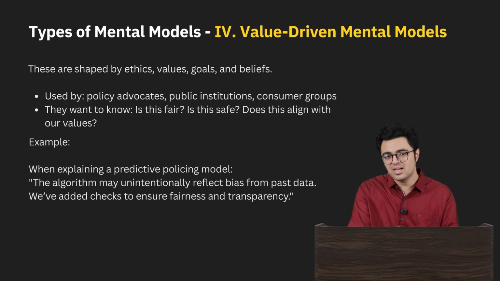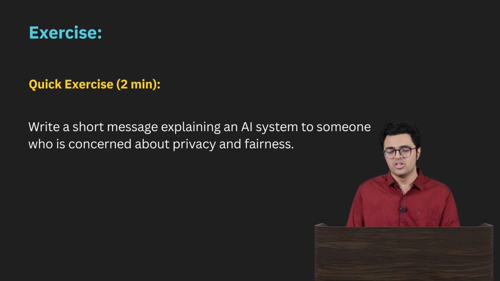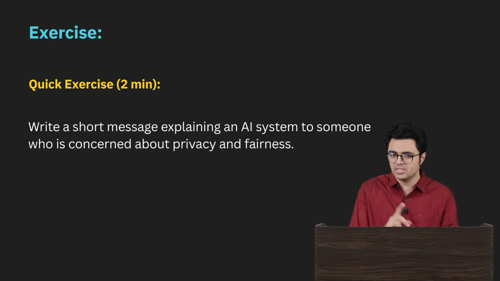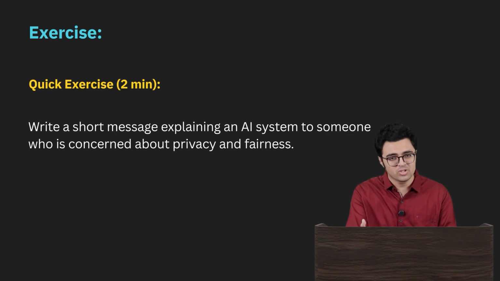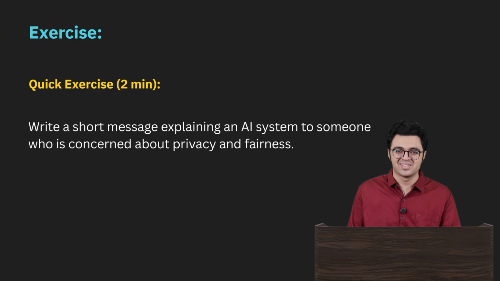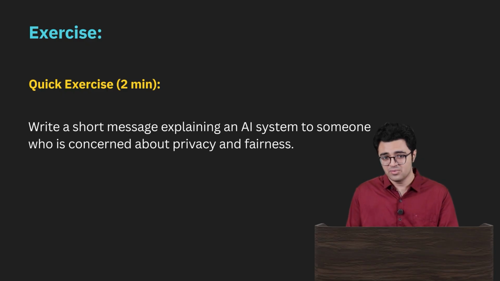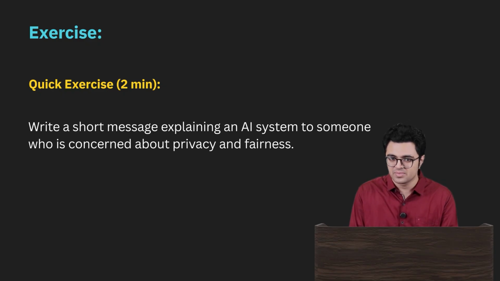And here is the last exercise for the day for you. You can write a short message explaining an AI system to someone who is concerned about privacy and fairness. I'm sure you would be keeping up with some conversation about AI art. Think of an artist who would be more concerned about both privacy and fairness, and explain to them what an AI system does. Because their worldview would be a value-driven one. Their concerns would be value-driven. So you would need to address them in your communication, which centers them as an audience.